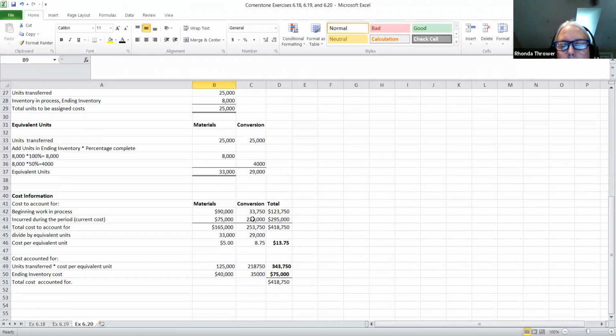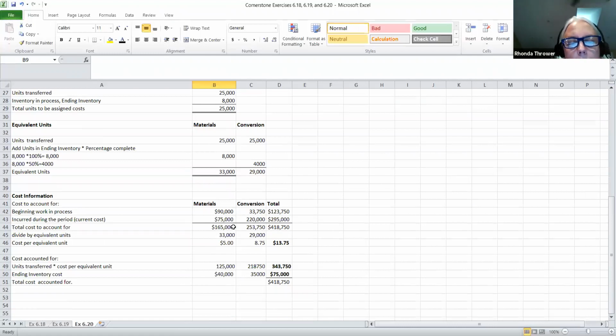Then you can add the two together to get the total cost for April. And then when you add those to the beginning inventory, the total cost that you have to account for are $418,000. The total cost of your materials.